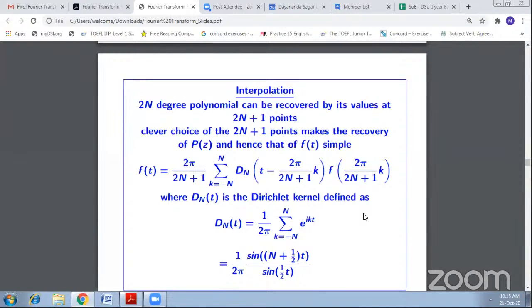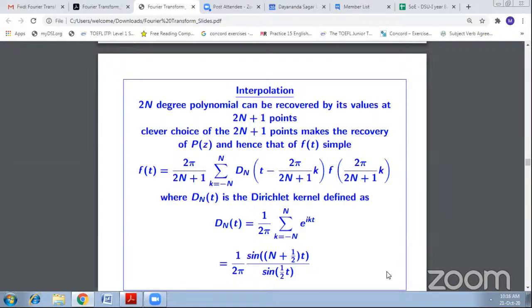That is, you choose between minus pi and pi, put a point at 0, and between 0 and pi, choose n points equally spaced. Between minus pi and 0, choose n points equally spaced. And this D_n(t) is called the Dirichlet kernel, which plays an important role in the analysis of convergence of Fourier series. That is how Dirichlet came to those Dirichlet conditions for the convergence of Fourier series.